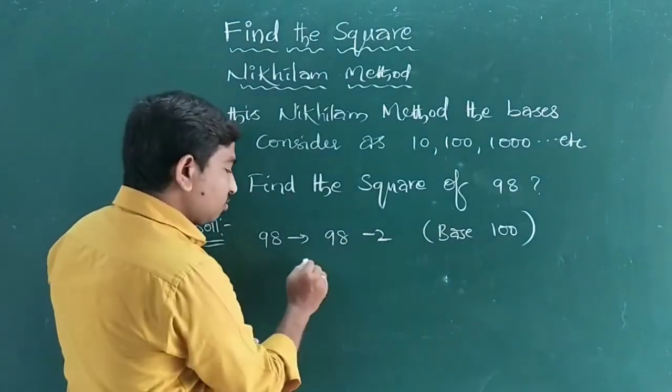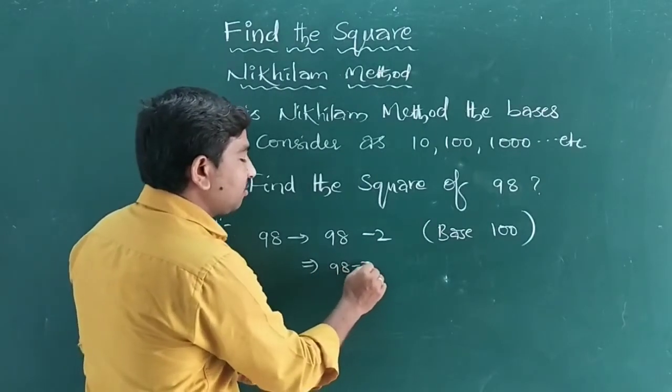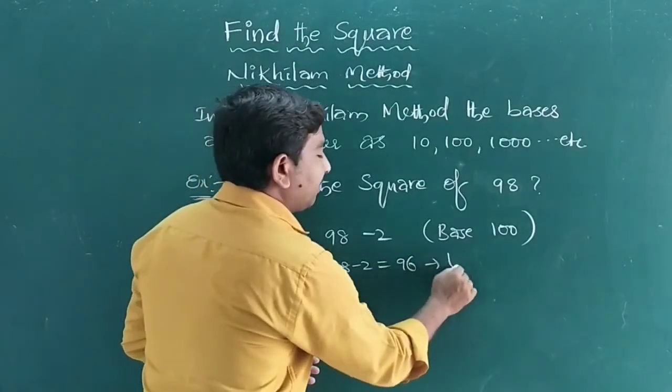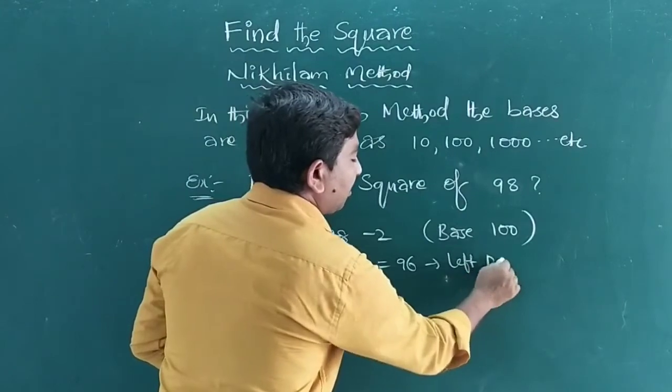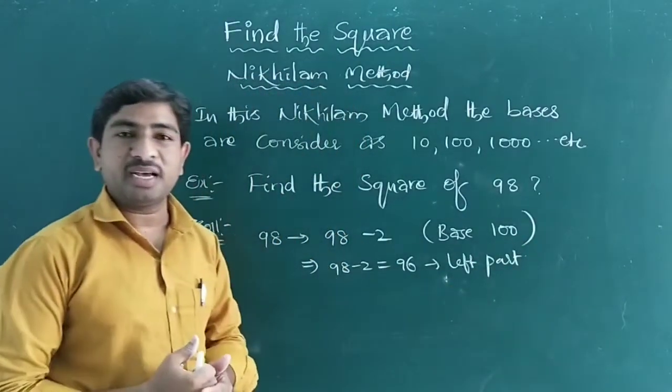So now subtract these two, what will you get? 98 minus 2 is equal to 96. This is the left part of the answer.